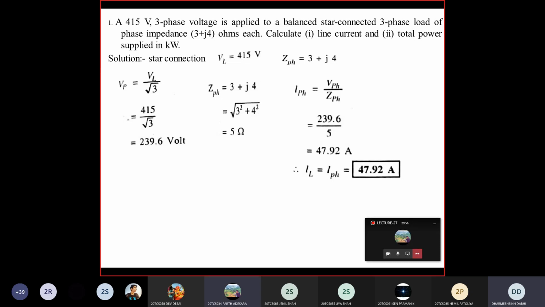Sir, how do we know this 415 volt is the line voltage? See, always in an example, remember this: in a three-phase system, the given voltage is always a line voltage. Even if it is not specified, assume it is a line voltage. If it is specified, say that it is a 415 phase voltage, then it is phase voltage. Otherwise, if it is not specified, it is always a line voltage. Remember this. Clear, all of you? Answer line current. Understand this? One minute.